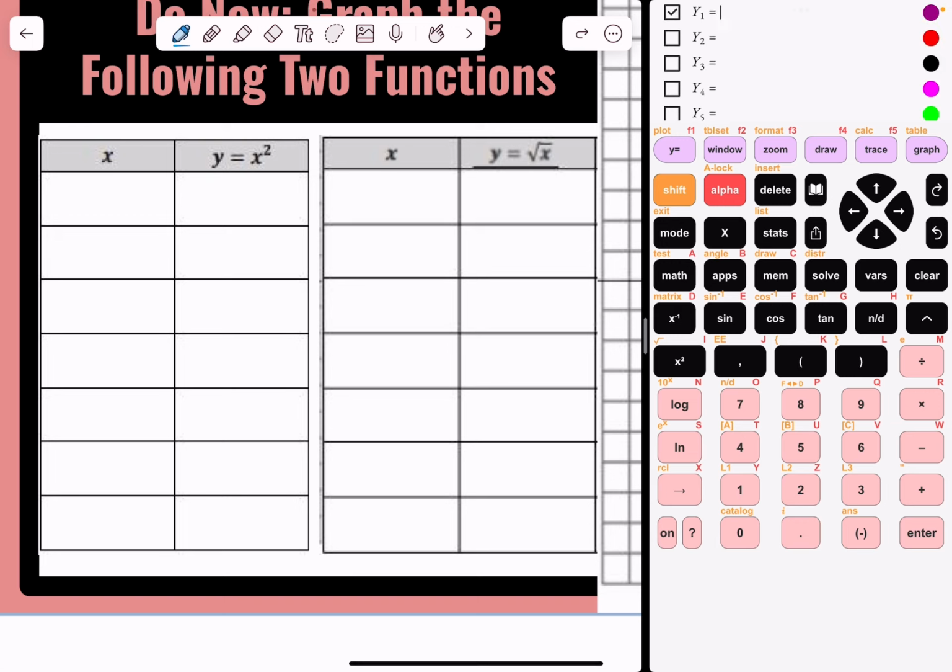All right, then let's connect these points. And let's put arrows on both sides. And this is the graph of y equals x squared.